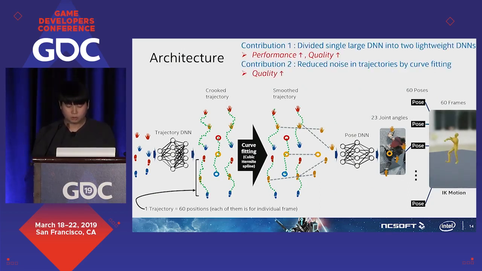Here are 2 contributions we made. First, we achieved high performance by dividing a single large DNN into 2 lightweight DNNs. And second, we reduced noise in trajectories using a curve-fitting solution and generated high-quality motions.